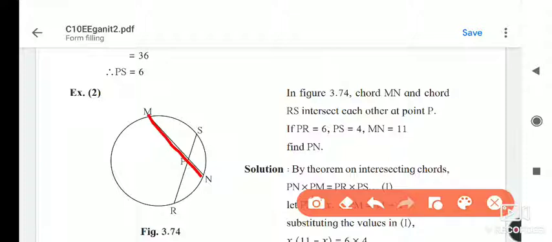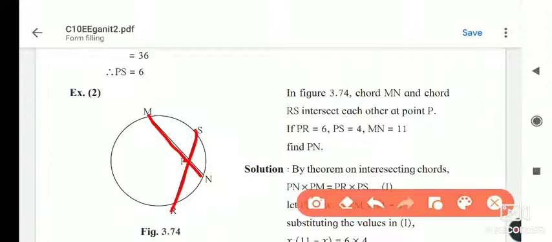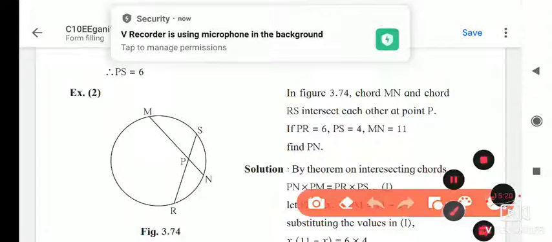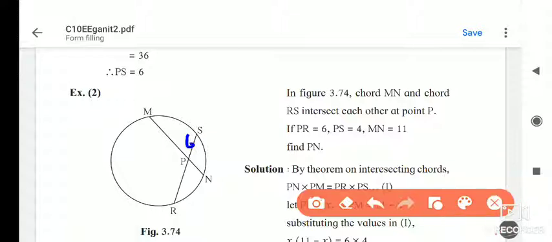Next, RS is also a chord, and they intersect each other at point P. If you notice, this point P is located inside the circle. The values they gave you here are PR equal to 6, PS equal to 4, and whole MN equal to 11, and we have to find the value of PN.